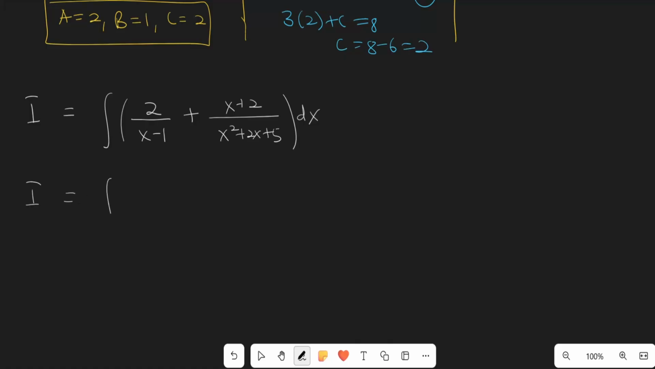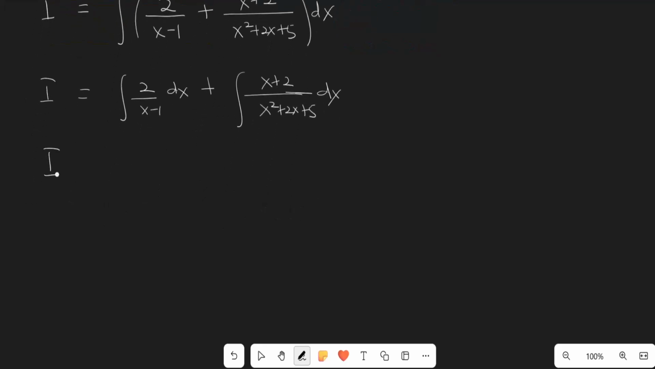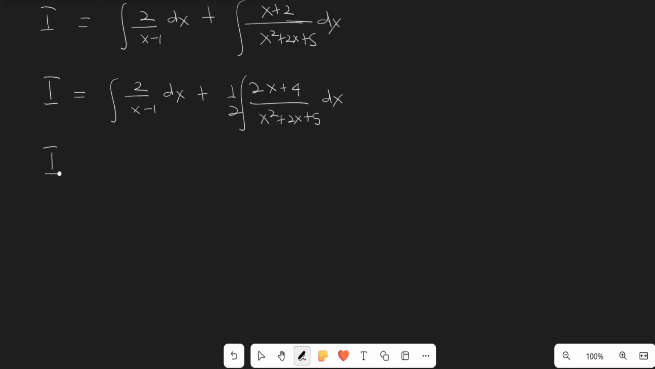Our integral is now the integral of 2 over x minus 1 dx plus the integral of x plus 2 all over x squared plus 2x plus 5 dx. So I is going to be the integral of 2 over x minus 1 dx plus, you can multiply the numerator by 2, which will get 2x plus 4, and divide the integral by 2. That way we really haven't changed anything at all. So let's work with this.